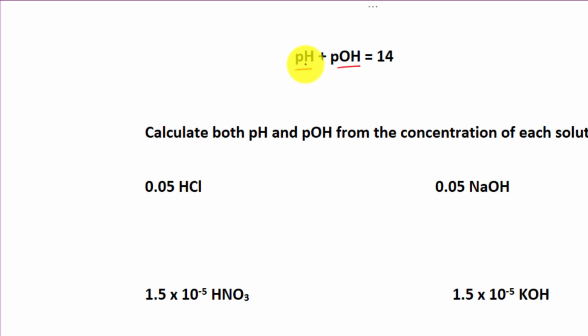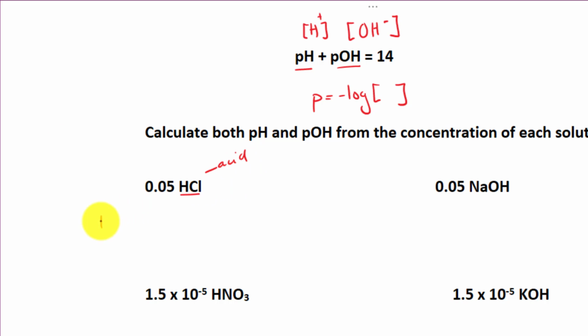So let's look at this problem. Calculate both pH and pOH from the concentration of each solution. In this case, remember, p is equal to the negative log of anything, right? If it is pH, we are referring to the negative log of H plus ions, and pOH is referring to the negative log of the OH minus ions. So in this case, this is an acid, so it's going to be pH. The pH is equal to negative log of 0.05.